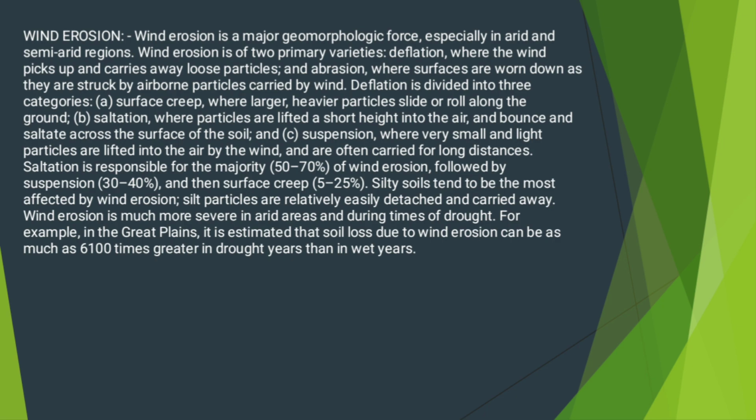Number one is surface creep. Number two is saltation. And the other one is suspension. Under surface creep, this is where large or heavy particles slide or roll along the ground. Saltation is where particles are lifted a short height into the air and bounce and skip across the surface of the soil.